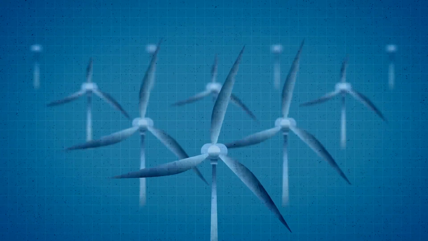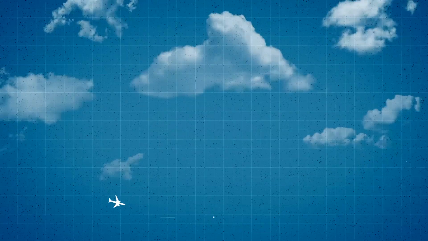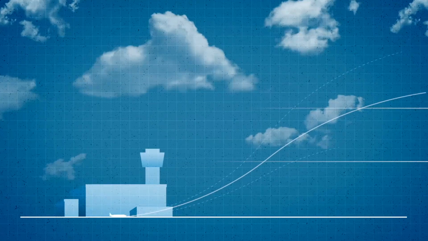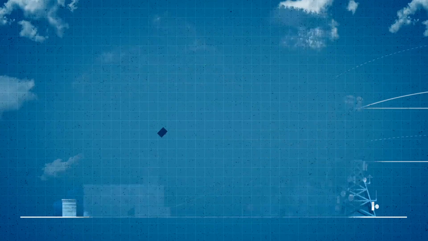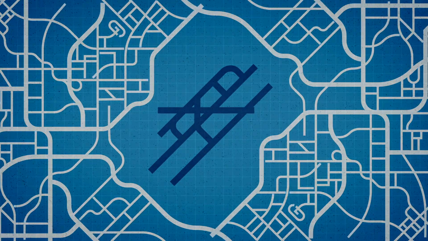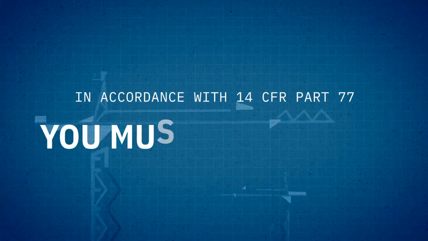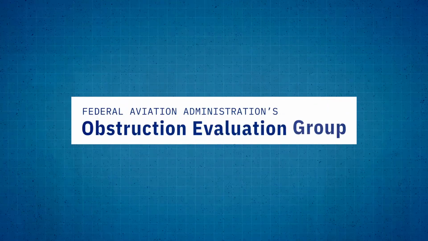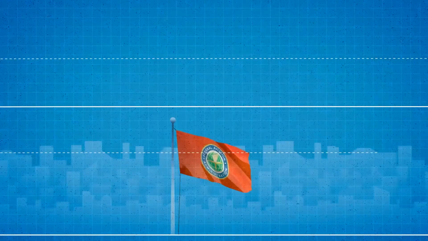Buildings, wind turbines, cell towers, cranes, even flagpoles have the potential to impact the safety of our skies. If structures are built too high in areas where aircraft are flying, innocent passengers and bystanders on the ground could be at risk. So, if you're planning to build any type of construction that is located near an airport or navigation facility, or that is over 200 feet tall, you must file notice with the Federal Aviation Administration's Obstruction Evaluation Group, or OEG, at least 45 days prior to construction.